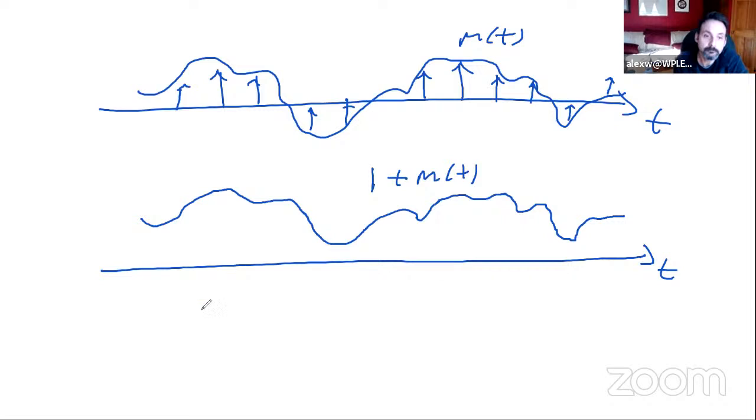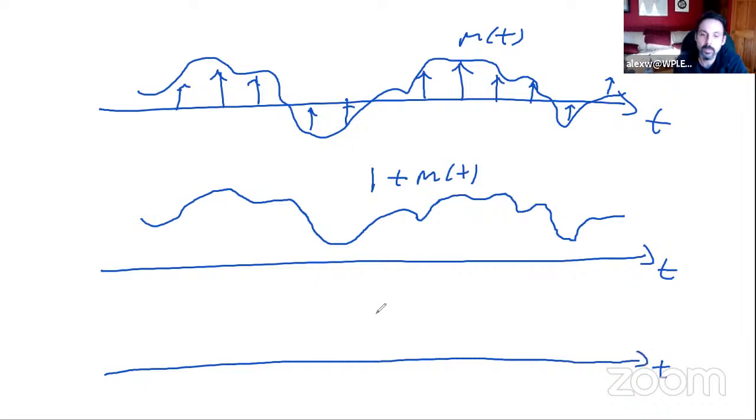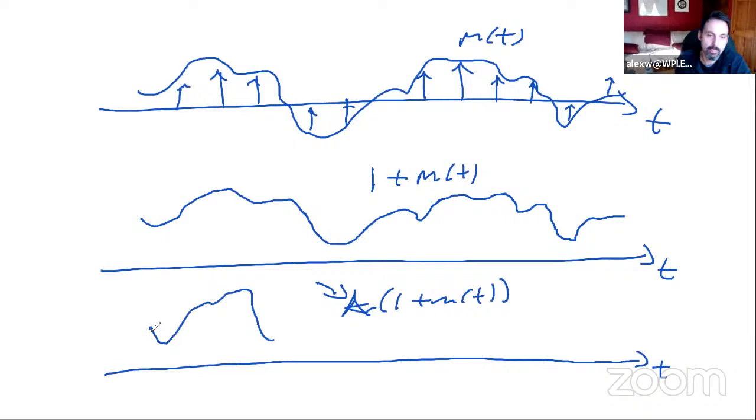Then I might want to scale it amplitude-wise, so A_c times 1 plus m(t), depending on the value. If A_c is less than 1, I'm compressing the waveform. If A_c is greater than 1, I'm expanding it. So let me draw this again.